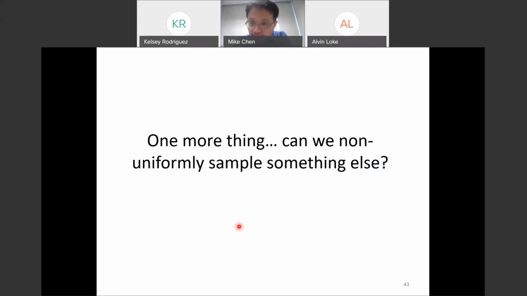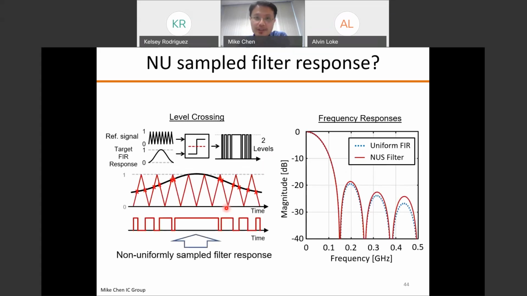And just before I conclude my talk, I'll say one more thing, right? So far, I pretty much focus on non-uniformly sampling the input signal. So the ADC or the receiver, I always focus on non-uniformly sampling the input. But nobody said that we have to only focus on sampling the input, right? Can we non-uniformly sample something else? So Shuo is the designer behind this. He was saying that, hey, you know what? Why don't I non-uniformly sample the filter response?